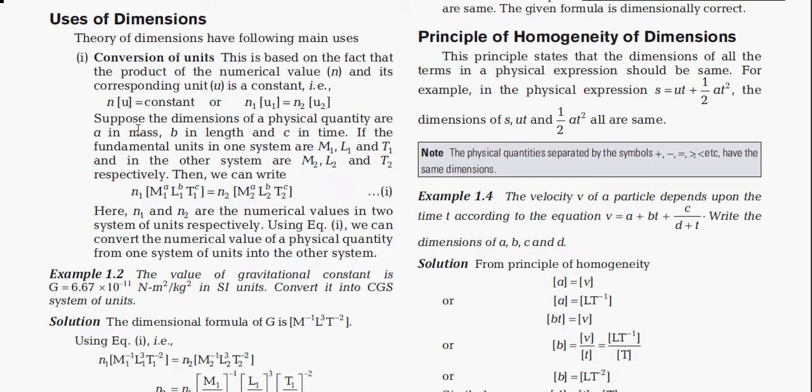Let's suppose the dimensions of a physical quantity are a in mass, b in length, and c in time. If the fundamental units of one system are m1, l1 and t1, and in the other system they are m2, l2 and t2, then we can write n1 m1 raised to power a, l1 raised to power b, and t1 raised to power c, equal to n2 m2 raised to power a, l2 raised to power b, t2 raised to power c. Here n1 and n2 are the numerical values in the two systems of units respectively.